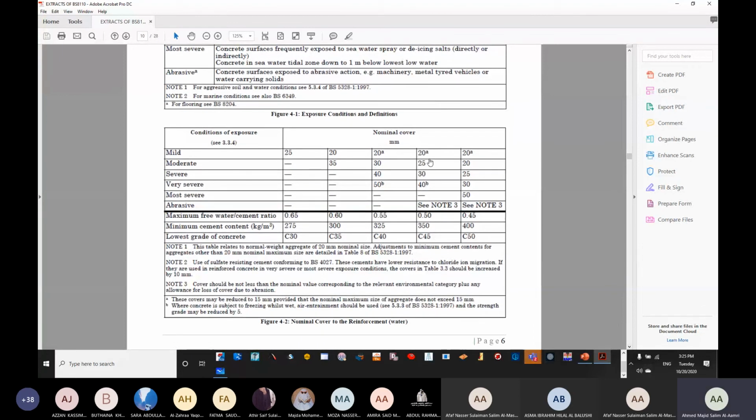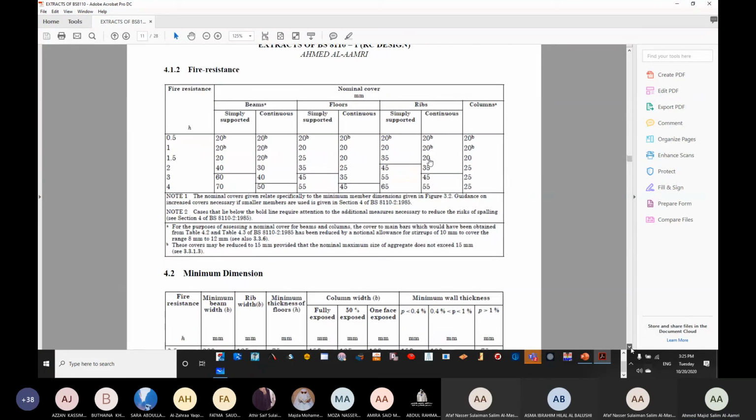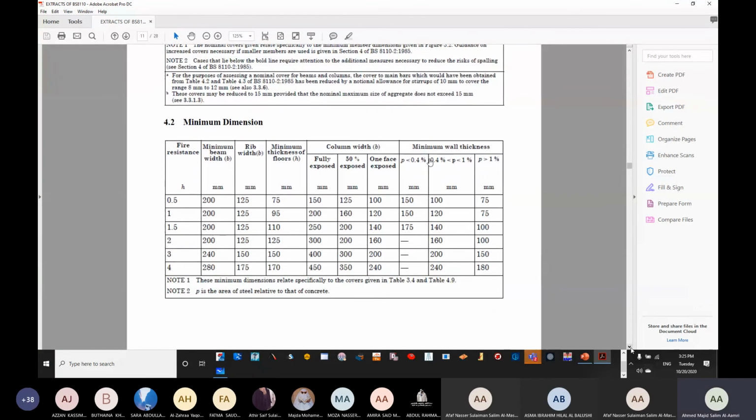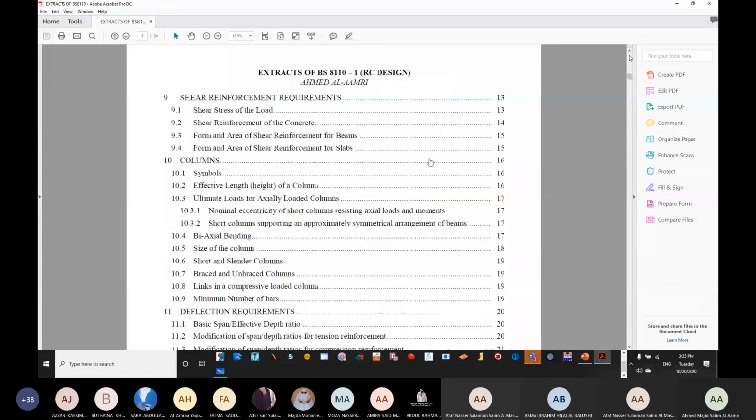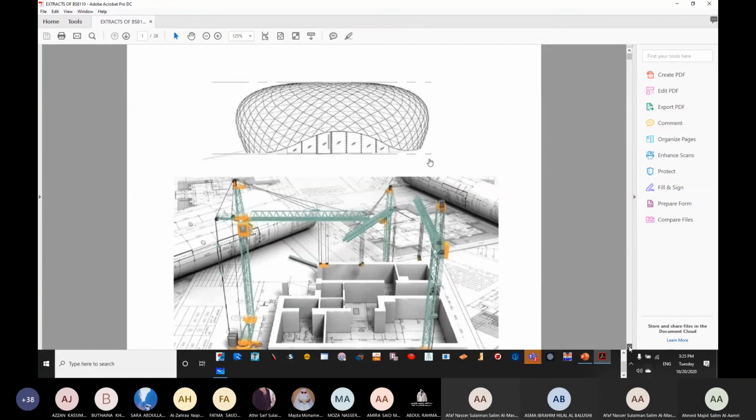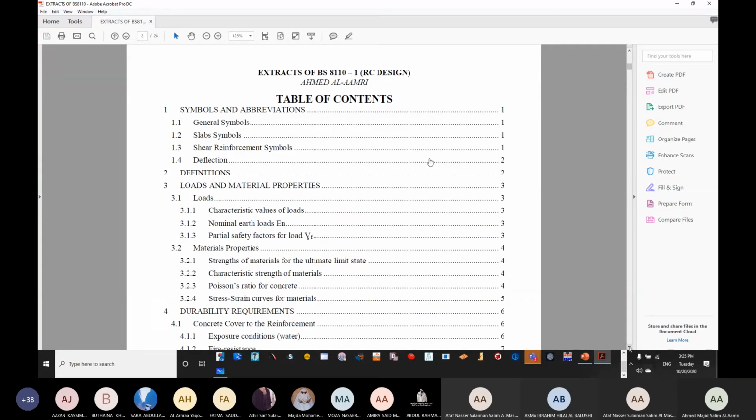And then there is the cover for mild, moderate, severe, very severe. If you want to write something, that's fine, but for me, I require only the final answer. And then we have the minimum dimension for the fire. So I have told you now from where you will be getting the covers.